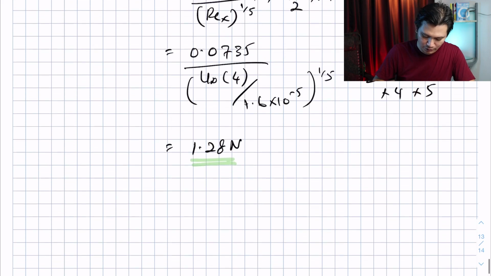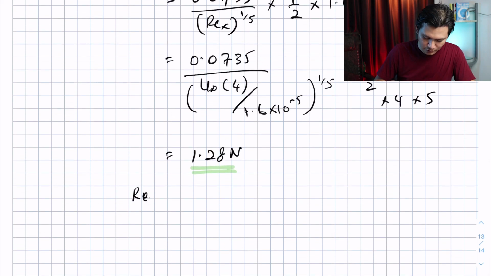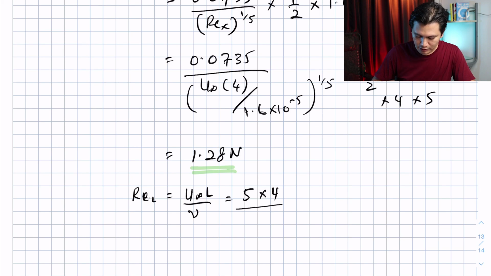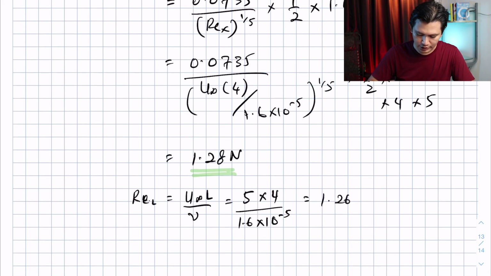So let's find the Reynolds number. What is our Reynolds number for the total length? That is U infinity times L divided by nu, which is 5 times the length 4, divided by nu, 1.6 times 10 to the power of minus 5. Okay, that's going to be 20 divided by 1.6 times 10 to the power of minus 5, and this gives me 1.26 times 10 to the power of minus 6.